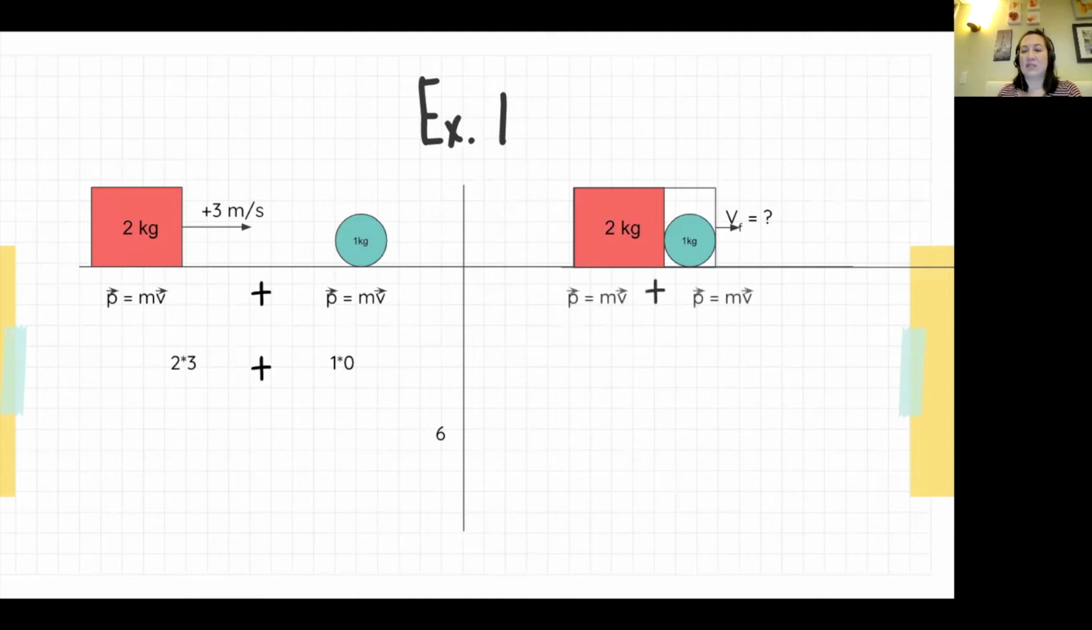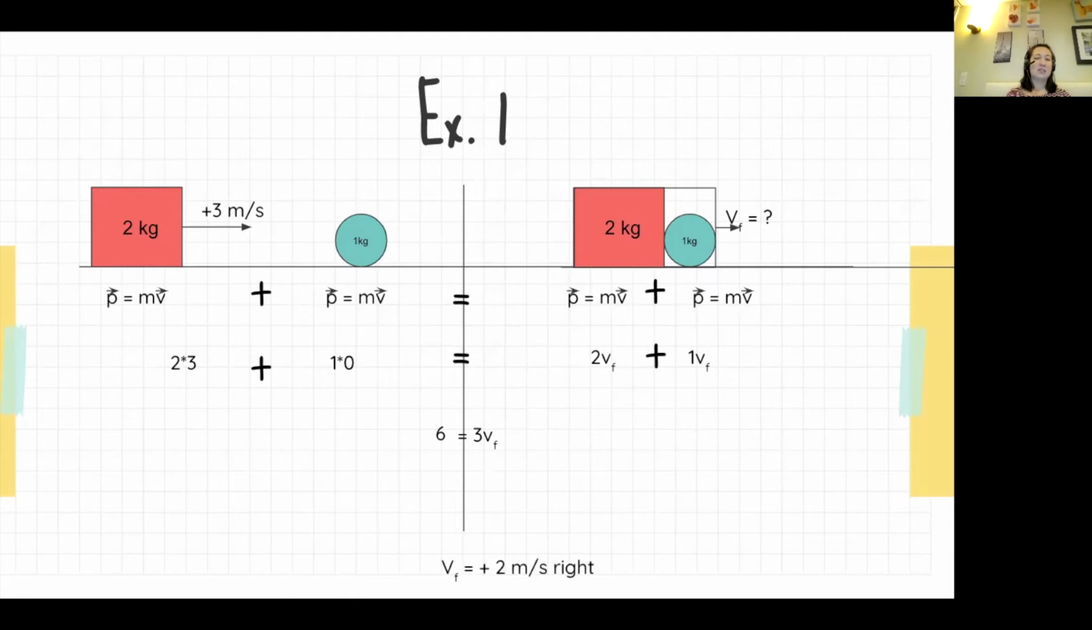But I don't know the final velocity. So when I go calculate the total final momentum, I'm just going to leave v as v. I don't know what it is. It's a variable. I'm just going to leave it there. I'll deal with it later. So how many v terms do we have? Well, I have 2v there and 1v there. That means 3v total. So 6 Newton seconds split up over 3 kilograms of mass gives a velocity of 2 meters per second to the right.